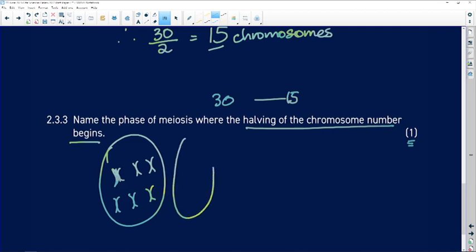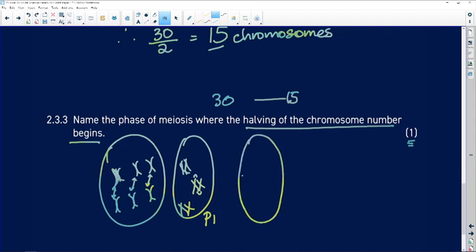And those chromosomes then go and join up and lie next to each other in their homologous pairs. And we know that happens during prophase 1. We also know that crossing over happens in prophase 1. And at the end of prophase 1, we move into metaphase 1, where our homologous chromosomes now orientate themselves on the equator of the cell. So that's metaphase 1.